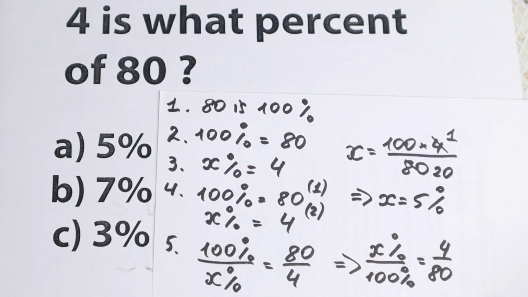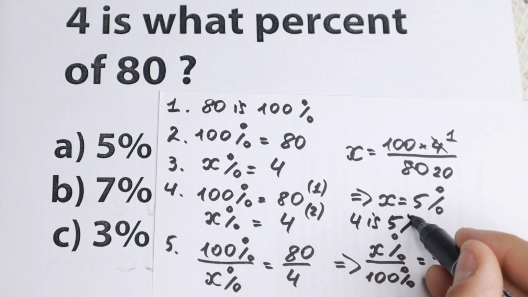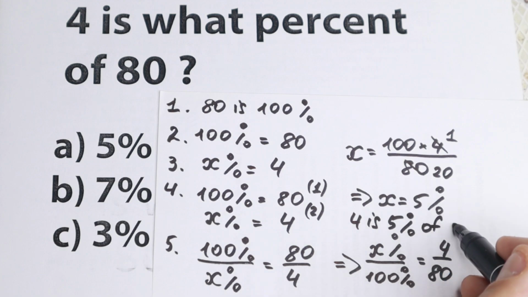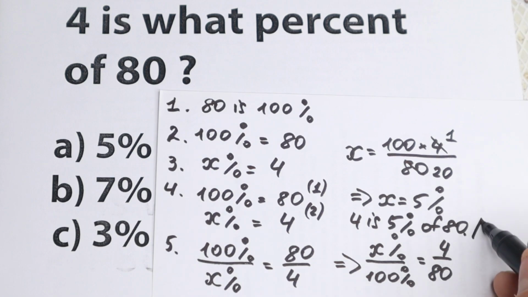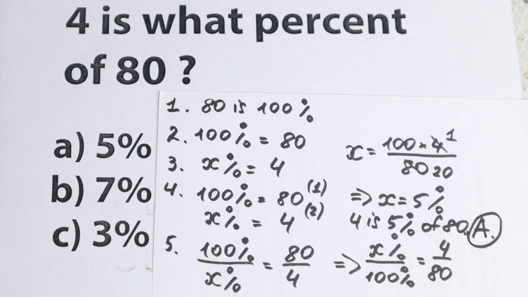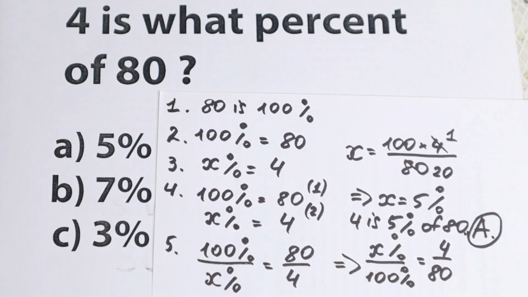This is the step-by-step explanation, and therefore 4 is 5% of 80. This is our answer, and if you're talking about the options, this is option A, 5%. I hope you understand this explanation. I tried to solve this step by step. I just want you to understand this solution, and I hope you understand these types of questions.